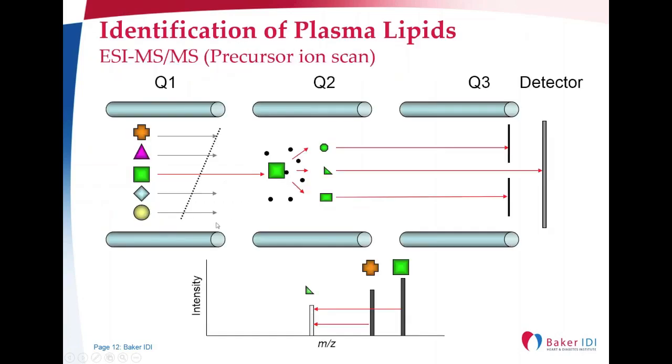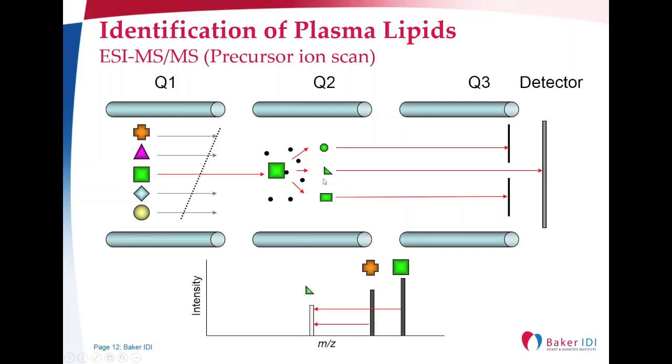And for those that are perhaps less familiar with mass spectrometry, most of the work we're doing is on triple quadrupole instruments, and the precursor ion scan that I mentioned essentially involves using the first quadrupole to scan through the mass to charge ratio, selectively allowing different lipids to enter the second quadrupole where we fragment those lipids.